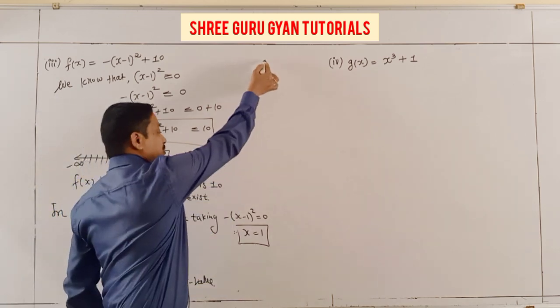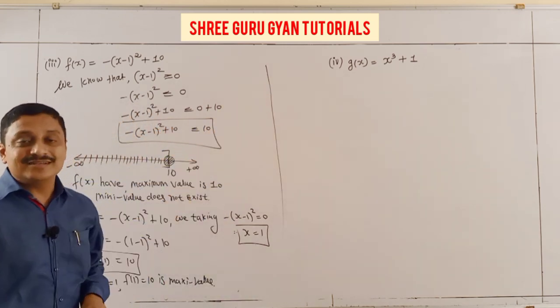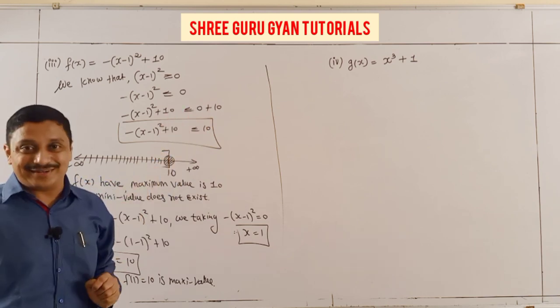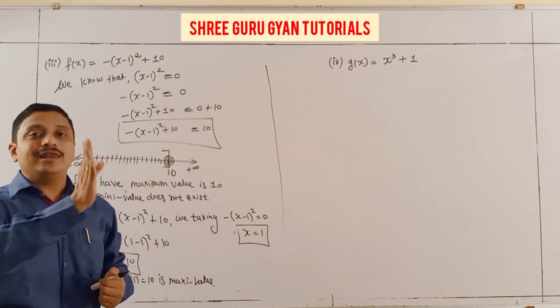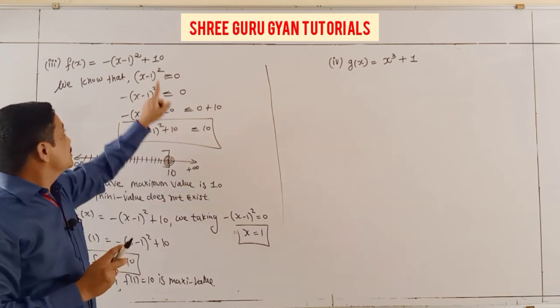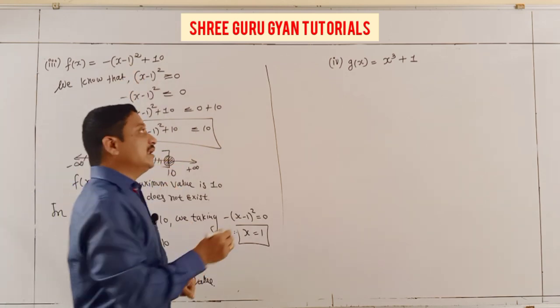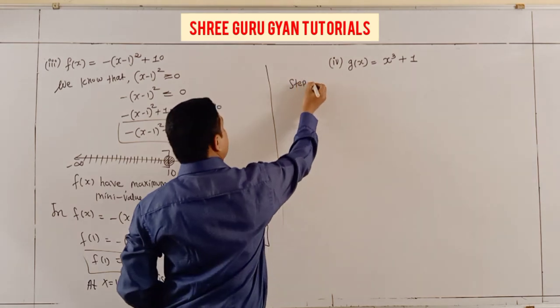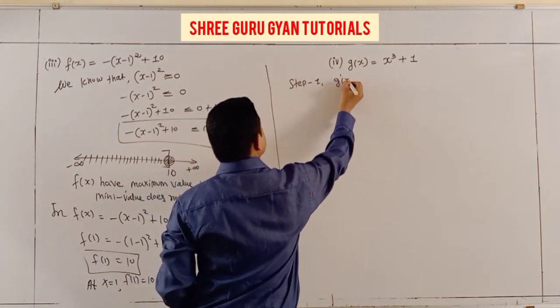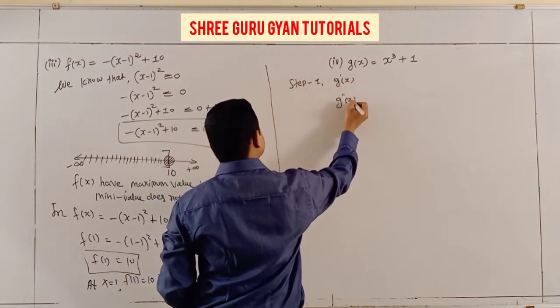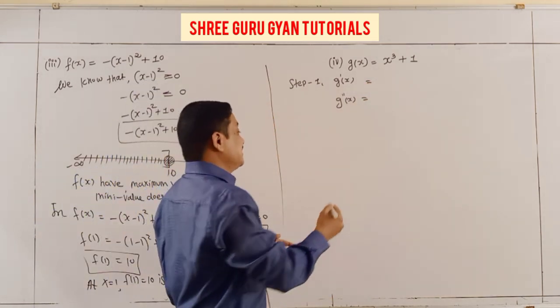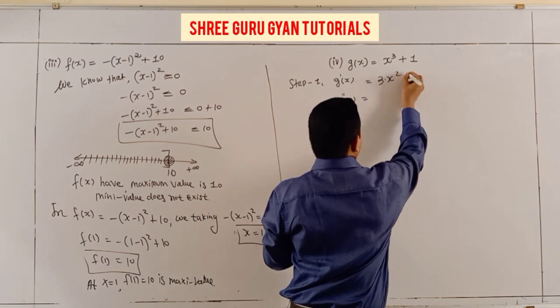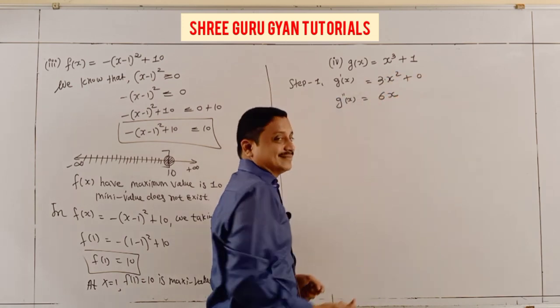Same, now I am moving ahead to the next one, g(x) = x cube plus 1. Yes students, the x cube graph you know that it is a cube only passing through 0. Square I have taken, but for cube we go to our method. Step 1, g dash, g double dash. Here 3x square and here 6x. Good.